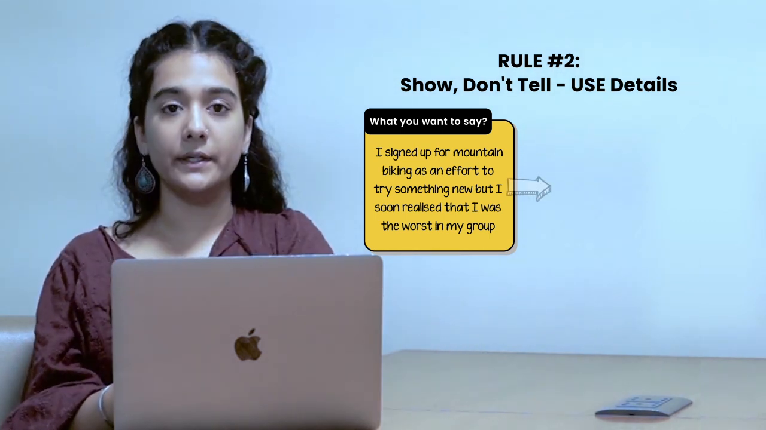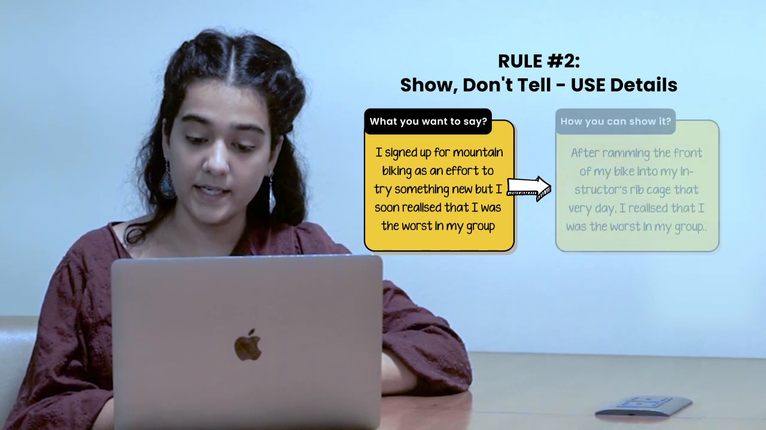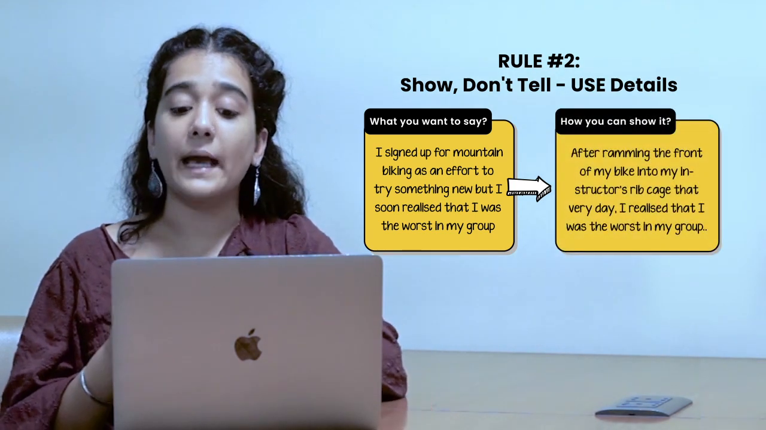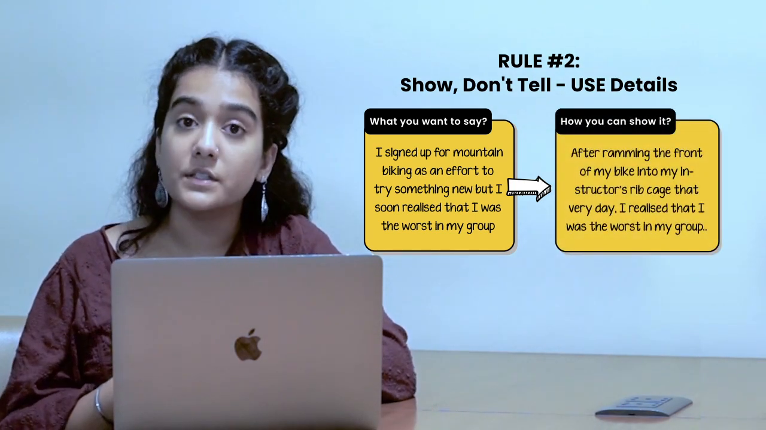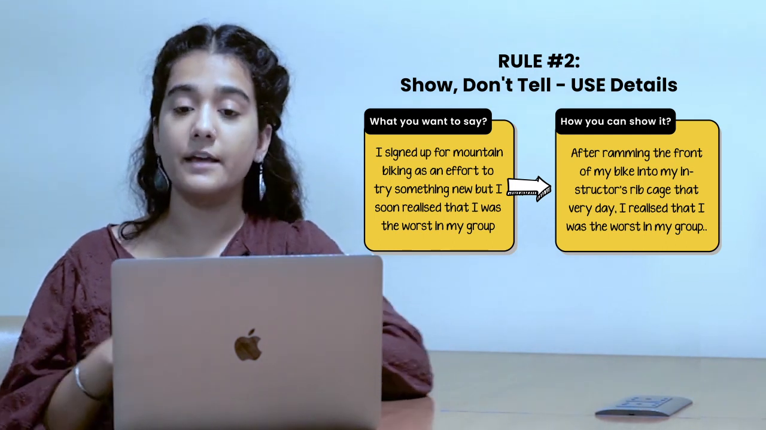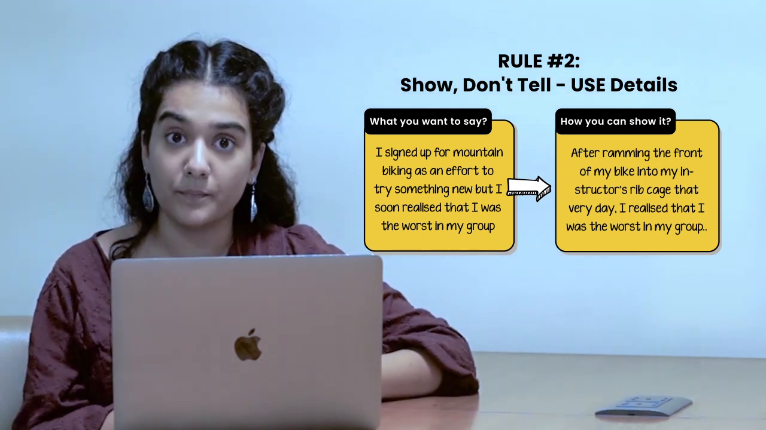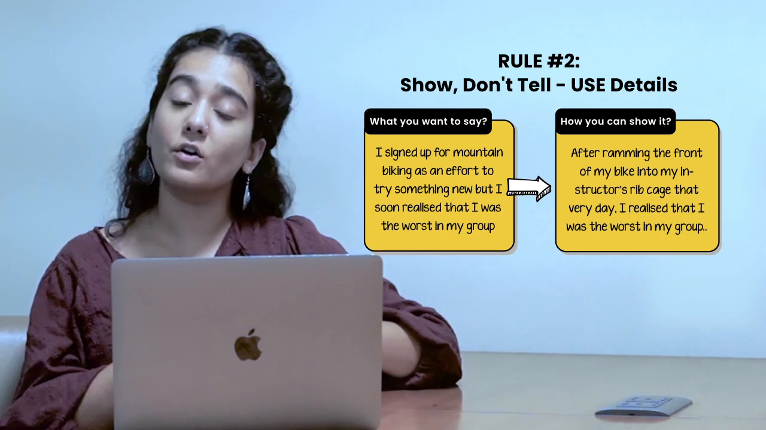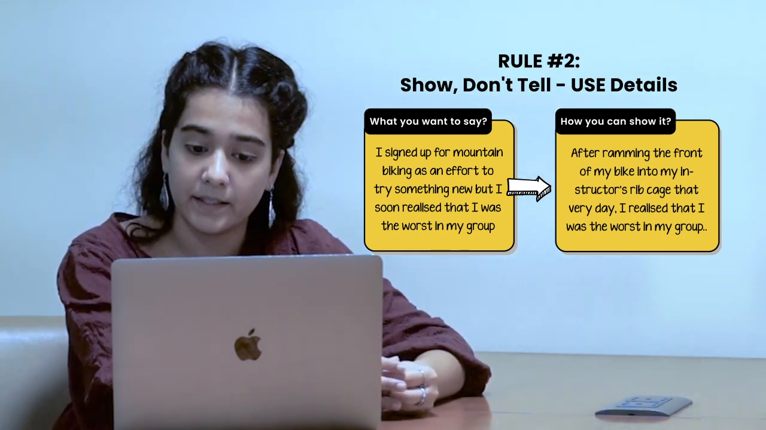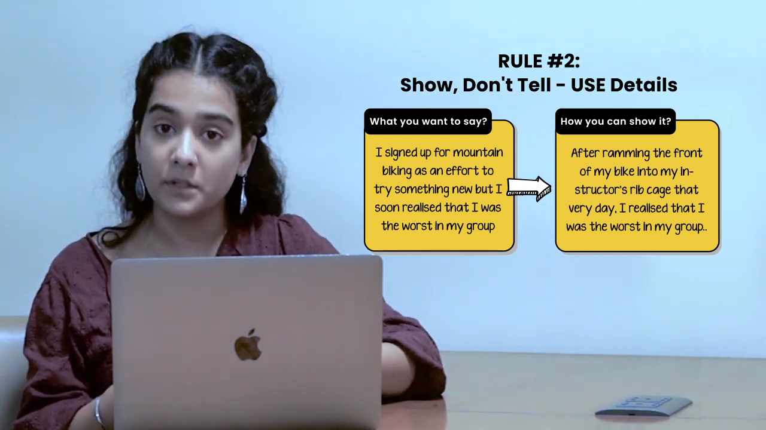Now, another way to do it would be this, right? That after ramming the front of my bike into my instructor's rib cage on the very first day, I realized that I was the worst in my group. So you're showing that I was worst because I did this activity, right? There's also a little bit of humor here, which is always a good way to engage your audience. Of course, humor is something that is tricky. You don't want to sound forcefully funny. There's nothing worse than trying too hard to be funny but not really being funny.